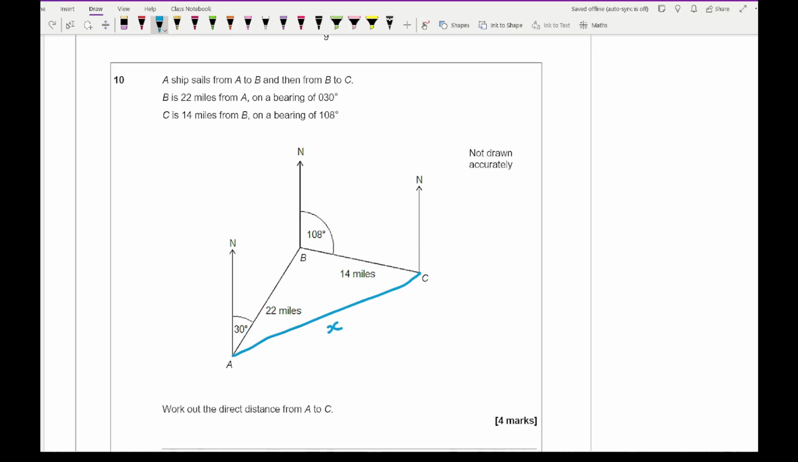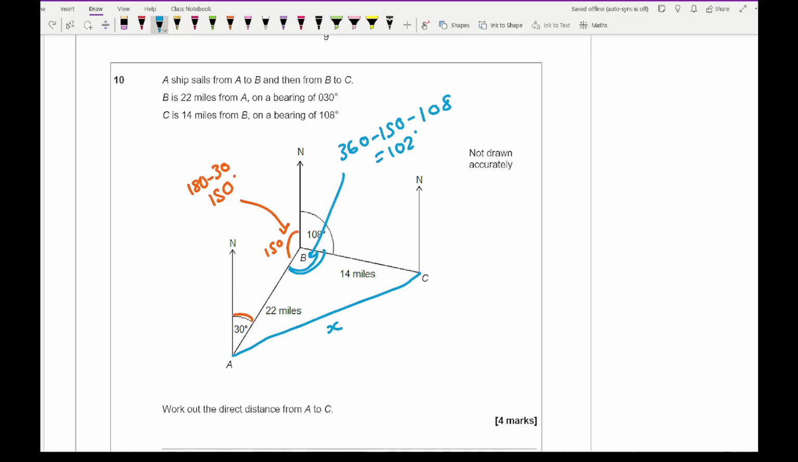It's non-right angle, so I'm going to be using advanced trigonometry. So knowing that I've got 3 sides where one of them is x, I need to work out what this angle here is. Now in order to do that, I can work out this angle because it's co-interior with this angle here. So that's going to be 180 minus 30, which is 150. So that's 150. So I can then work out what this angle here is going to be by doing 360 minus 150 minus 108, which gives me an angle of 102.